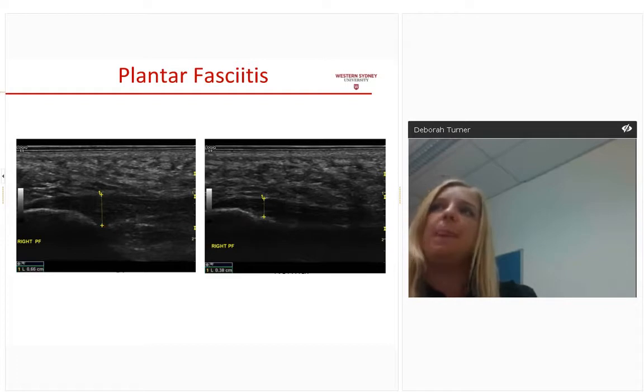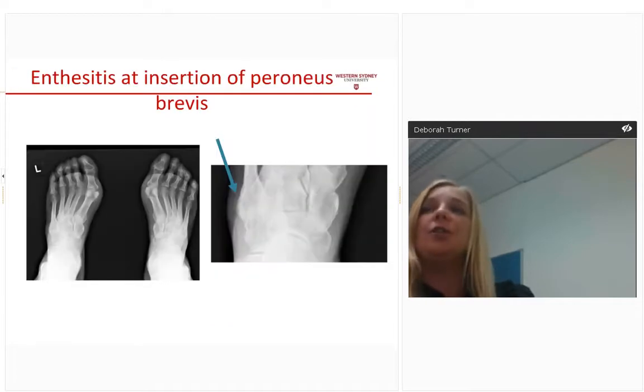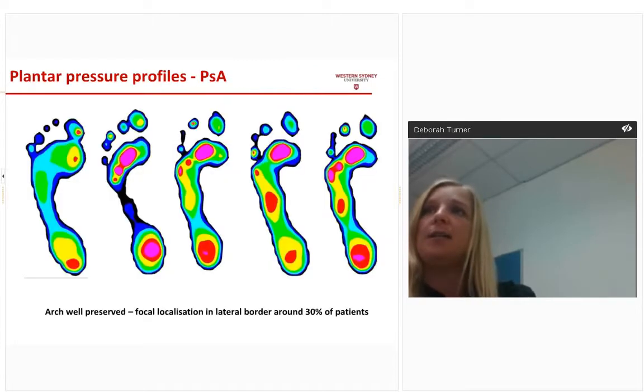What we've also got to recognise is that we will often get involvement of the lateral tendons. Particularly watch out for the insertion of peroneus brevis at the base of the fifth metatarsal and examine this area quite well. Generally, what we tend to see in our patients with psoriatic arthritis is that quite early on in the disease process we start to see these distinct changes, where we see this focal loading of pressure in the lateral column. And we suspect it's where we start to see subluxation of the calcaneocuboid joint.